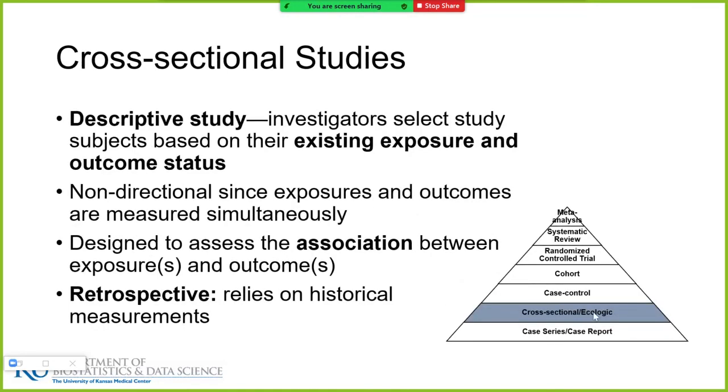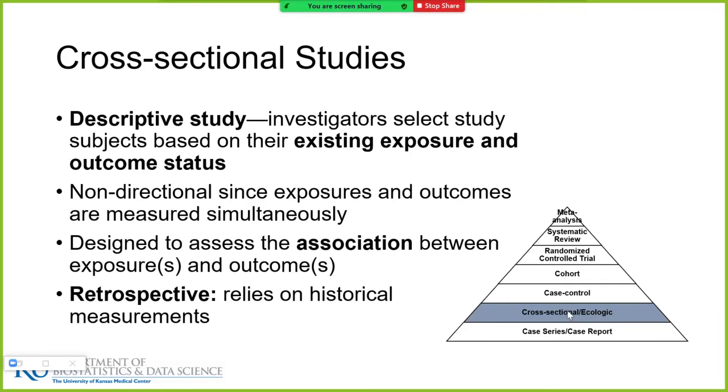Cross-sectional studies down here at the bottom. So again, randomized controlled trials, systematic reviews, meta-analyses, experimental, are at the top. Cohort studies are slightly below because they don't employ randomization. Some are prospective, some are retrospective. Case control studies are retrospective. Cross-sectional studies are retrospective, and they are descriptive only.